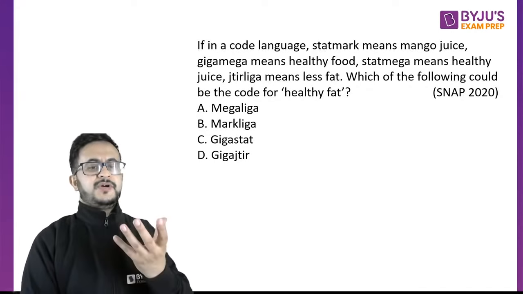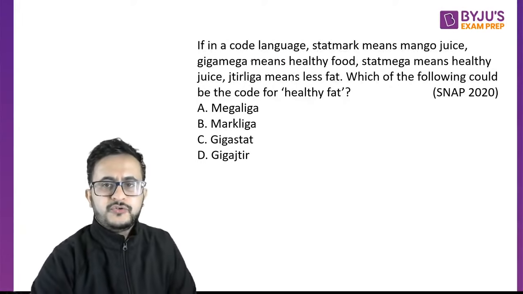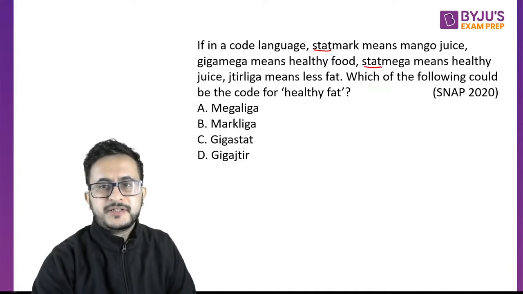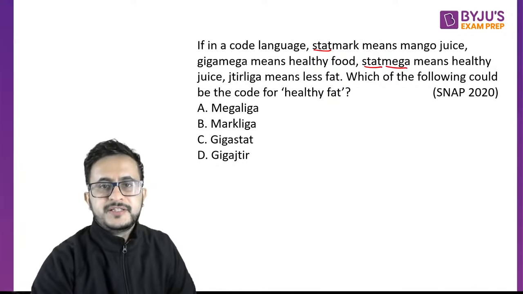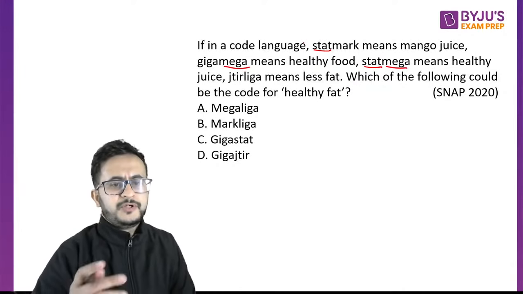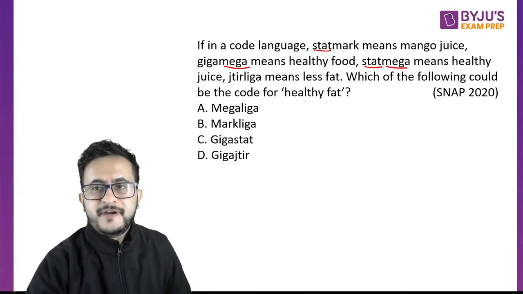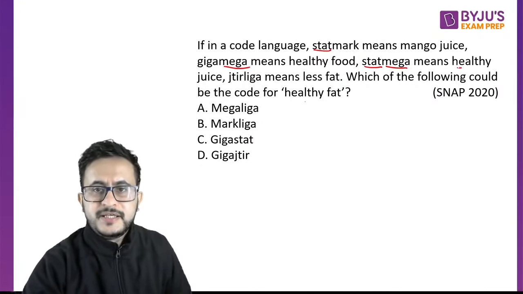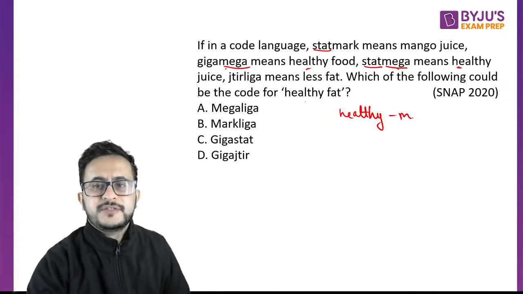Like in some cases you have two words given, right? Basically it is a two-word thing only which have been combined. Like for example, stat is common here, right? So giga mega and mega. So mega is common here, right? So using common codes, let us find out what the codes are. Healthy and fat. So healthy is here and here, right? Healthy is common. So for healthy the code is mega.